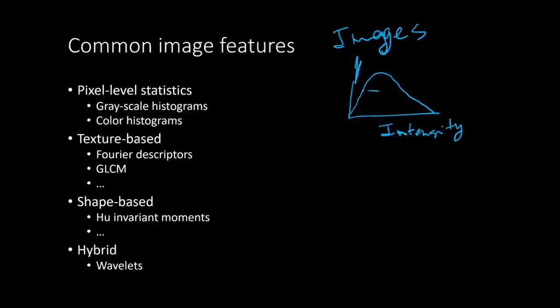Darker images will be shifted towards the left, brighter images will be shifted towards the right. Images with low contrast will have a narrow range, images with high contrast will have a broader range. Okay, so these all end at 255. 0 to 255.